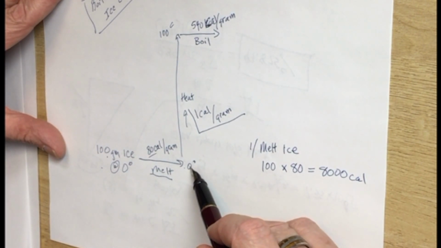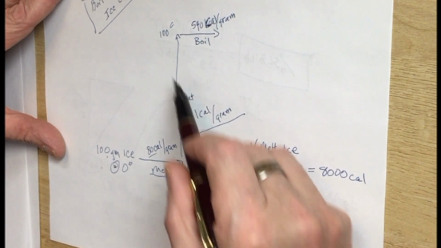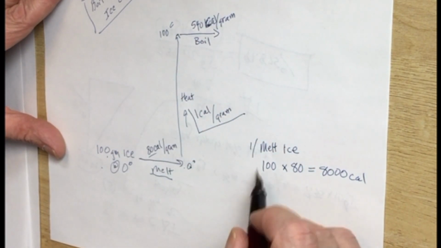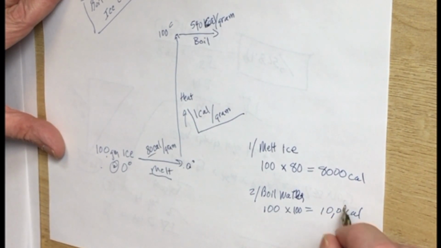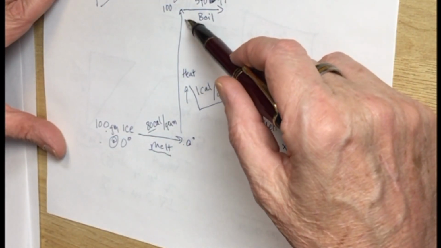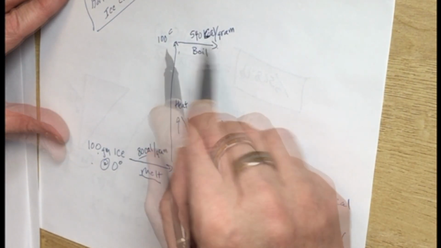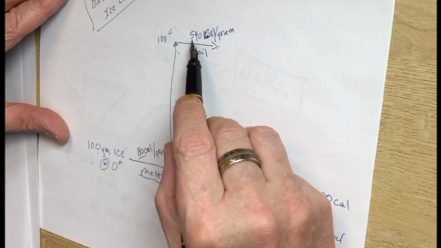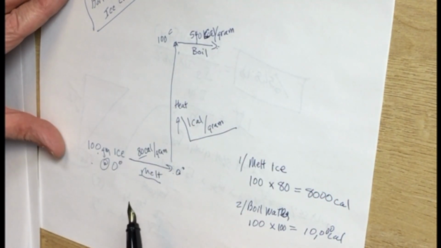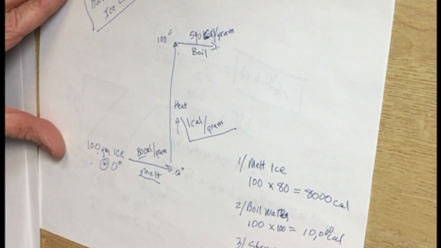Now we need to raise that water from 0 degrees Celsius to 100 degrees Celsius. That's going to be 100 grams of water times 100 degrees is going to be 10,000 calories. So now we've got liquid water at 100 degrees. Now we need to convert that 100 degree water to 100 degree steam. And that's going to take 540 calories per gram. So that's 100 grams of water times 540 equals 54,000 calories.